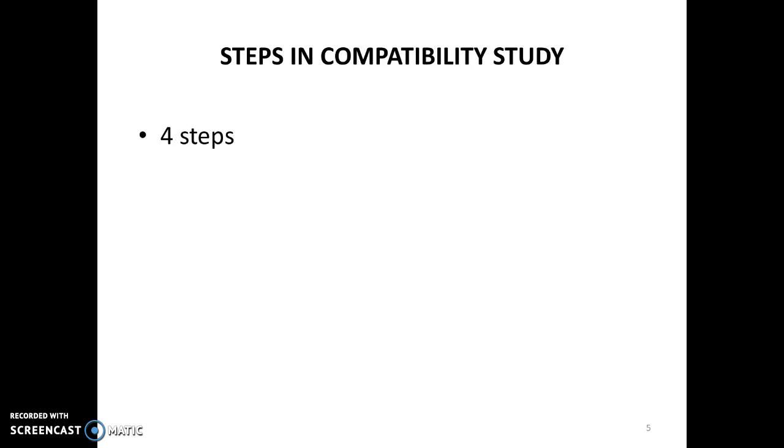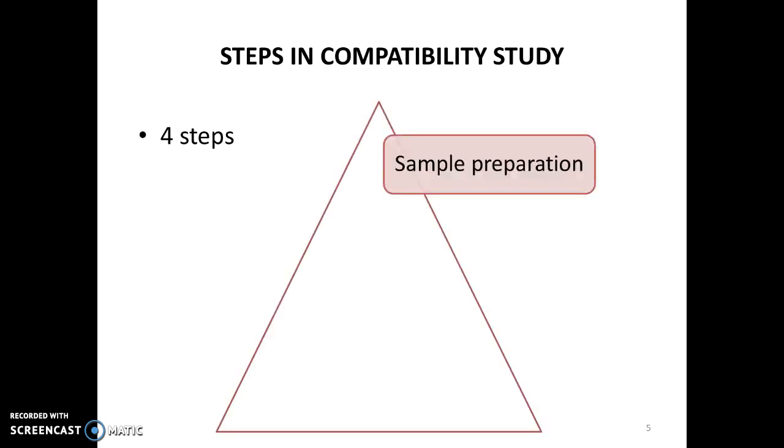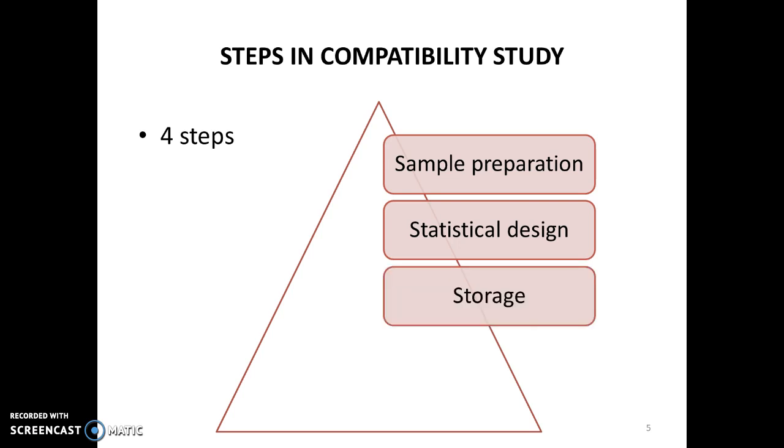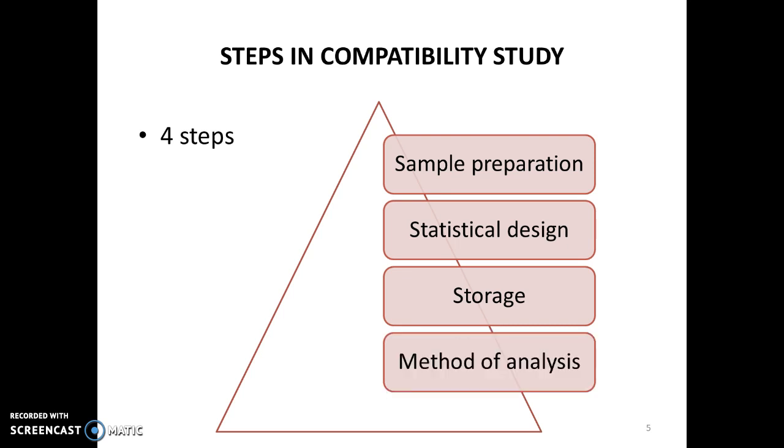So how do we conduct these compatibility studies? Basically, we can conduct the studies by 4 steps. The first step being the preparation of the sample, how we are going to prepare the sample of drug and excipient together, and the application of statistics to streamline the experiments, the number of experiments, and the storage conditions for keeping the samples, and finally the analytical method by which we can determine the interaction.